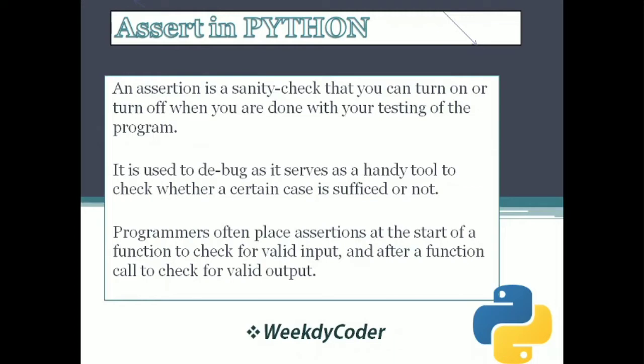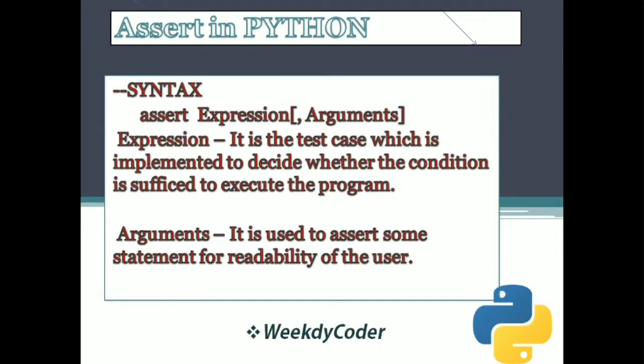Okay. So now let's go to the syntax and understand how the assert statement works. The assert statement basically has two arguments. The first one is the expression and the next one is the argument. Expression is simply the test case which is implemented to decide whether the condition suffices to execute the program, which means we will produce a test case so that the program will understand whether the number should be negative or positive or anything else.